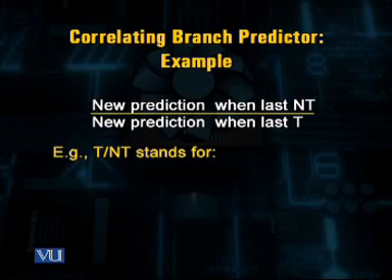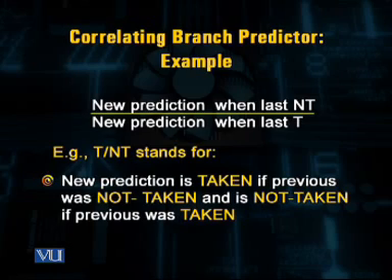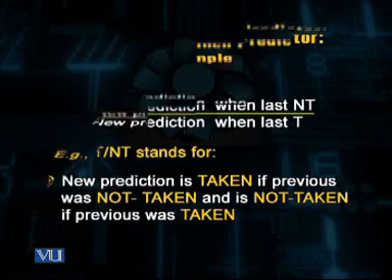For example, the expression T/NT stands for new prediction is taken if previous prediction was not taken, and is not taken if previous prediction was taken. In an (M,N) predictor, the global history of the most recent M branches is recorded in an M-bit shift register. Here, each bit records whether the branch was taken or not taken.